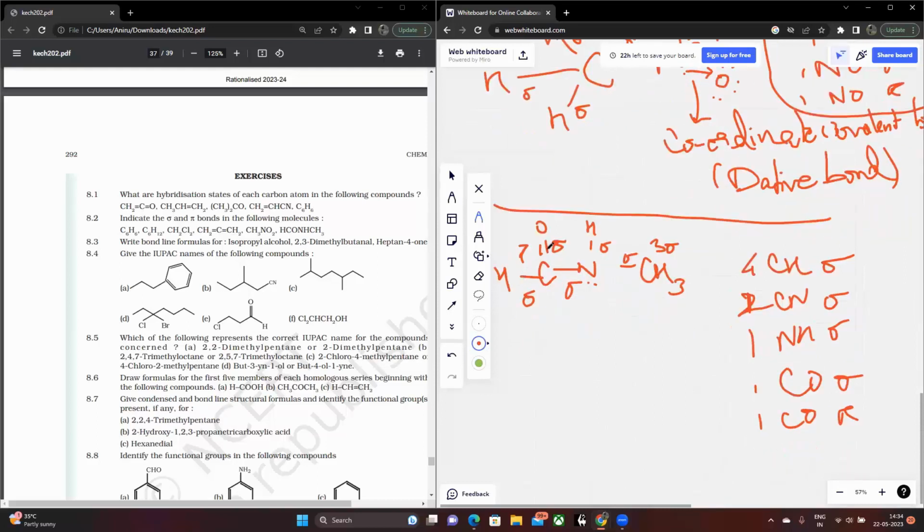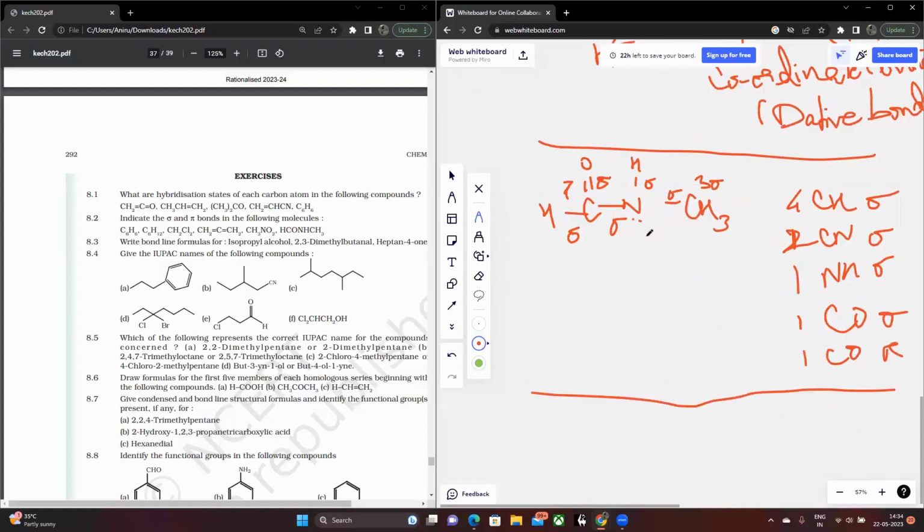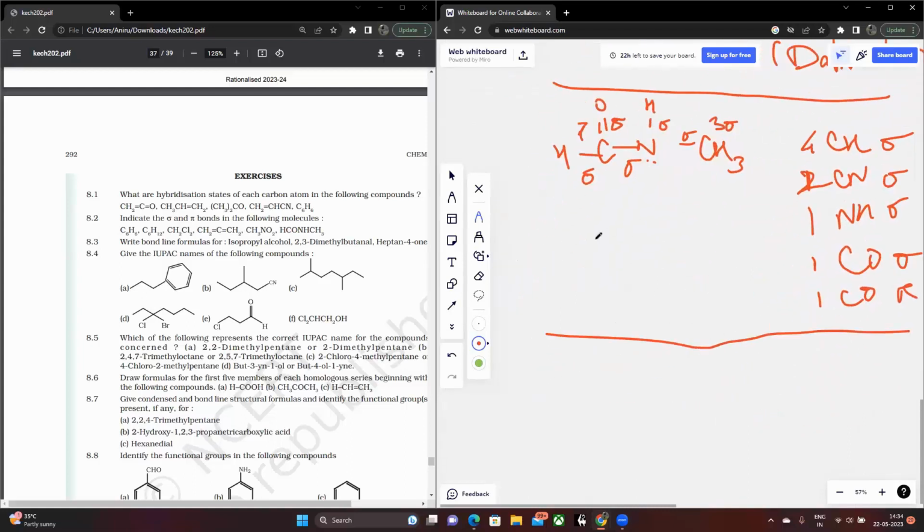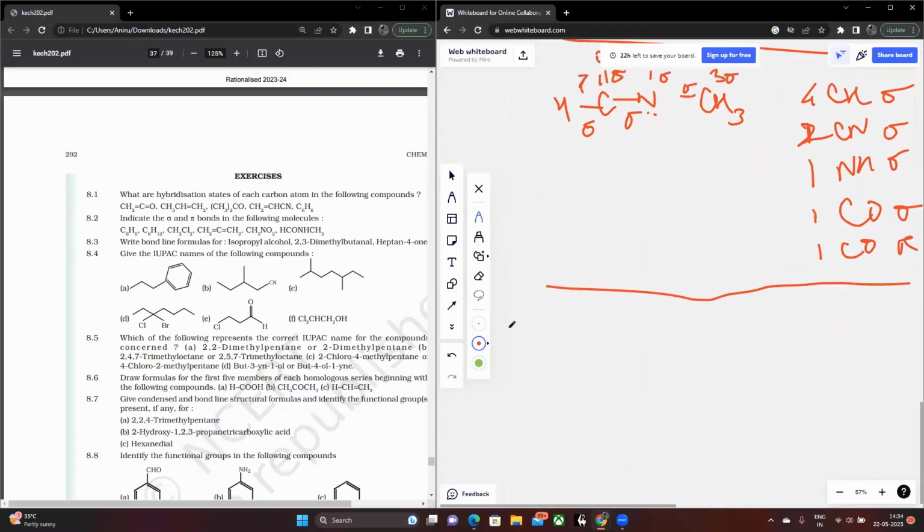You can see that 1, 2, 3, 4, 5, 6, 7, 8, 9. And this is 4, 6, 7, 8, 9. Right? 9 both are accounted for. And this is basically an amide for whoever is actually curious about it. All right, that finishes 8.2. Going to the third question.